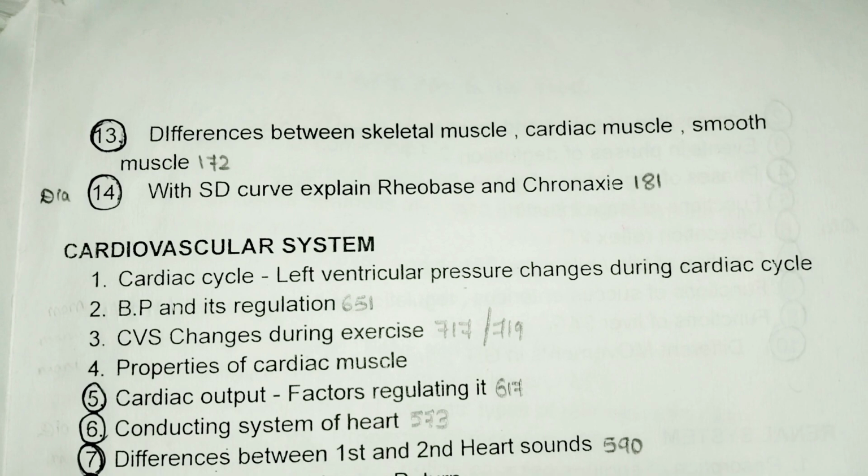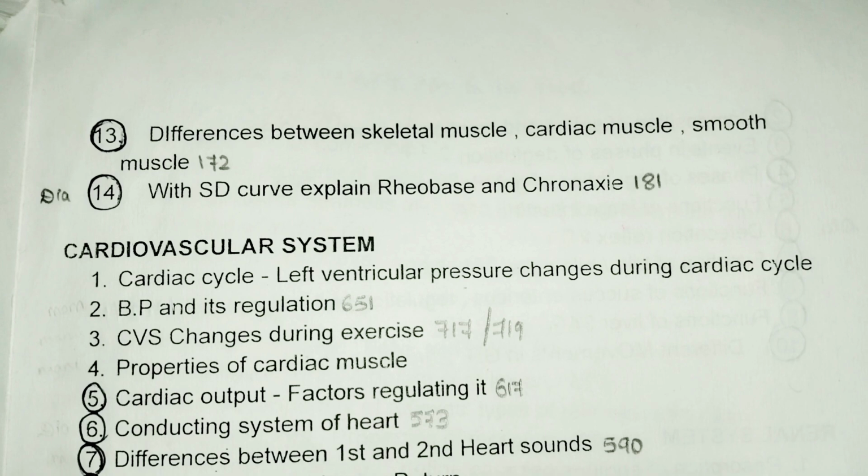In this, the first one, cardiac cycle, left ventricular pressure changes during cardiac cycle. Second one, BP and its regulation. Third one, circulatory changes during exercise. Fourth one, properties of cardiac muscle. Fifth one, cardiac output and factors regulating it. Sixth one, conducting system of heart.